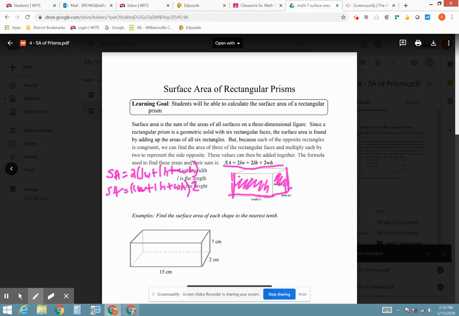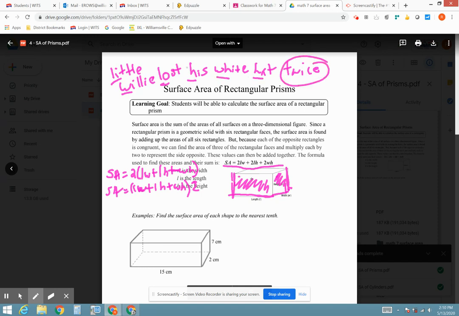And we use the saying, Little Willie lost his white hat twice. So LW is the length times the width, lost his, length times height, white hat, height times width, and then double it for twice. Little Willie lost his white hat twice. That's how you memorize the formula.